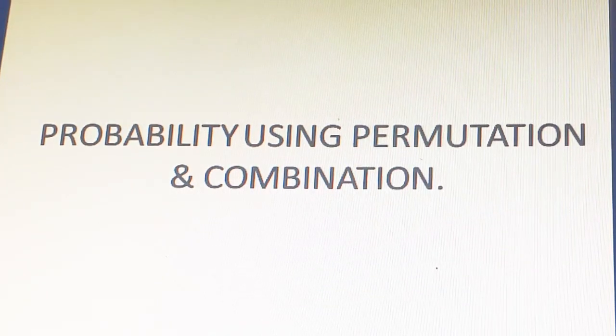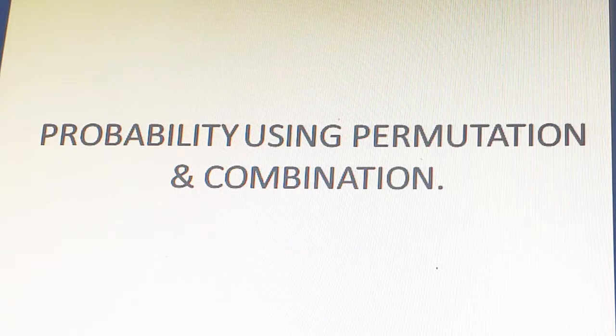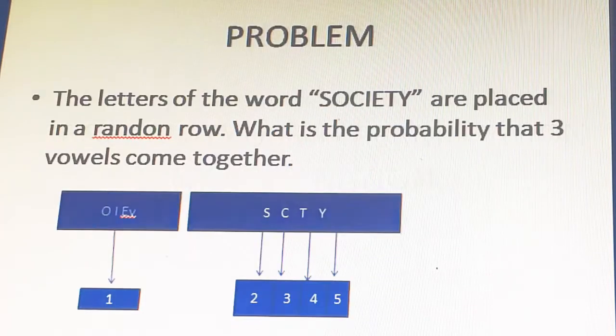Today we'll be discussing probability using permutation and combination. In the Zoom class we discussed the concept of permutation and the various scenarios in which we apply it. Permutation is arrangement. Now, how we are going to use permutation in probability, we will discuss in one of the problems here. Okay students, so here we go.